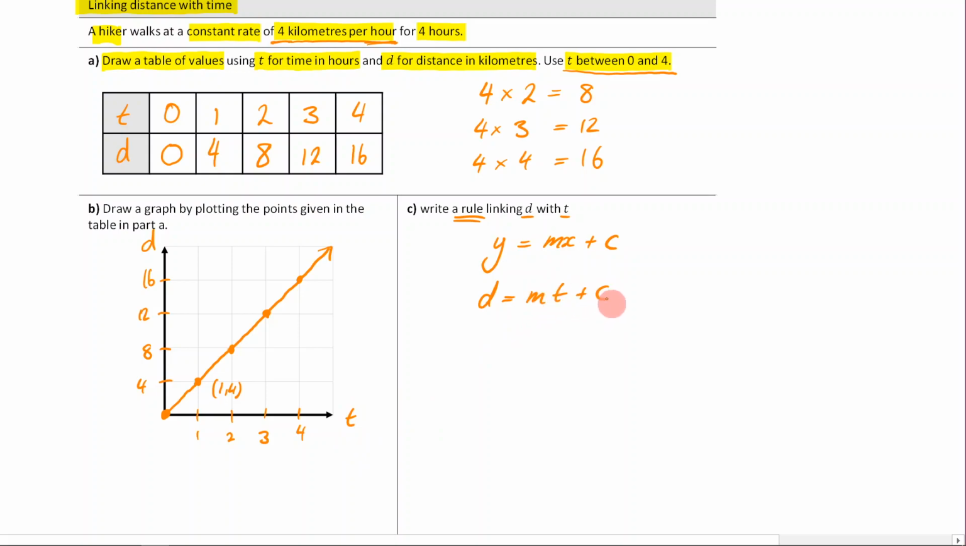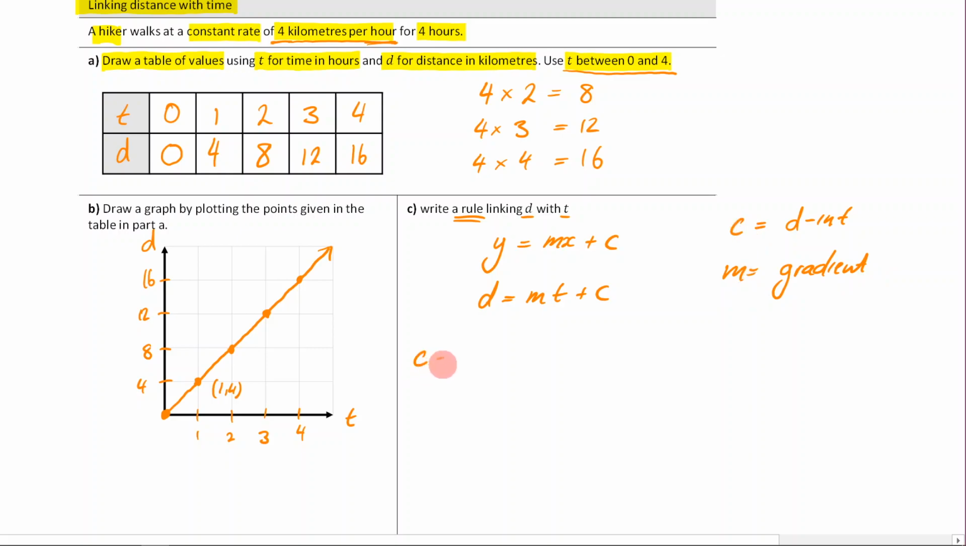The next thing you're going to do is remember what your m and c values actually mean. So what is your c actually telling us? Well, we know that the c is telling me the y-intercept. Now, in this case, you wouldn't call it the y-intercept, would you? You'd call it the d-intercept, but the idea is the same. And my m is what? My m is telling me the gradient.